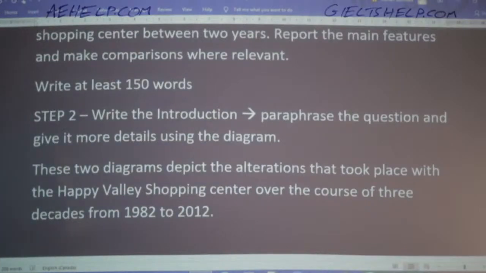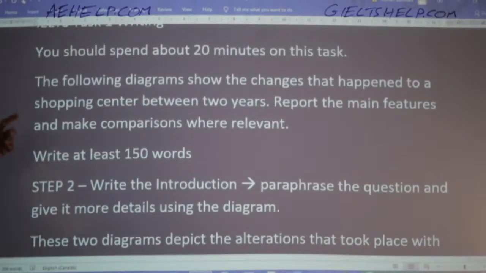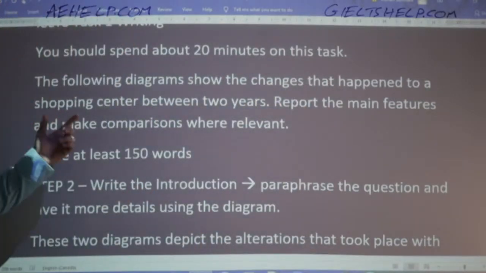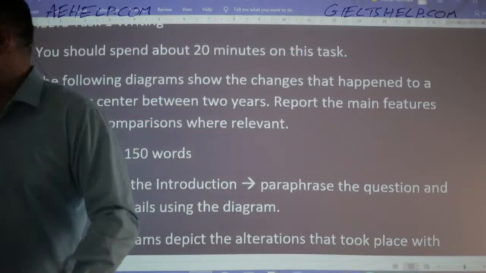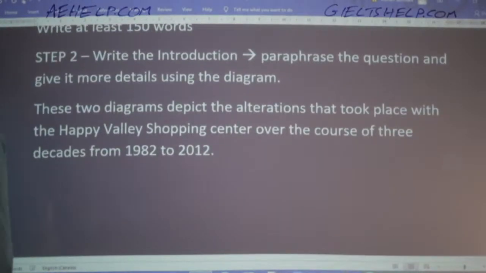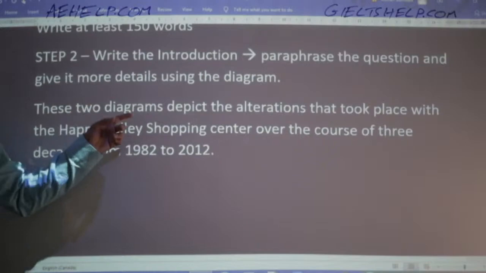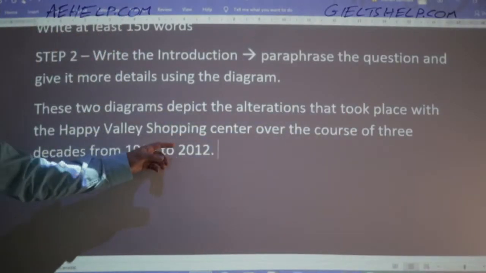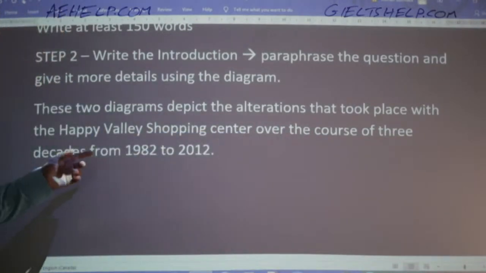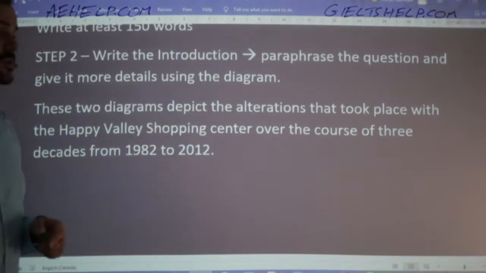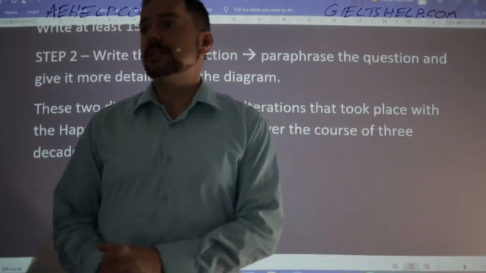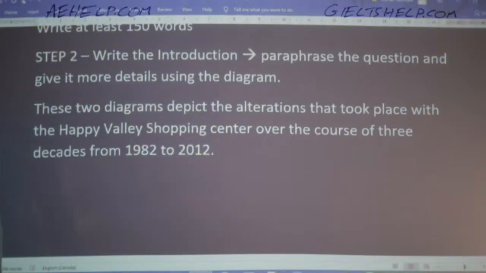Okay. All right. So here's the original. The following diagrams show the changes that happened to a shopping center between 2 years. Okay. Here's my paraphrase. These 2 diagrams depict the alterations that took place with the Happy Valley Shopping Center over the course of 3 decades from 1982 to 2012. Okay, that reads nicely and definitely a good paraphrase. Let's see what some of our members came up with. There are different ways to do this.